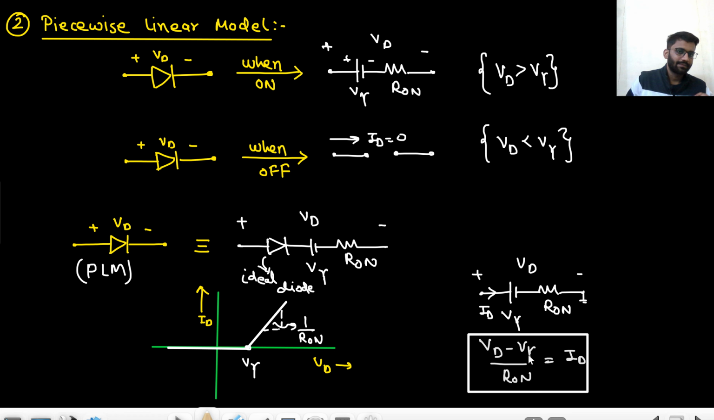Here you can confirm. Right, y equals mx plus c. What is y? ID is the y axis and VD is the x axis. So ID is equal to m VD plus c. M is 1 by R1, the slope is 1 by R1. And what is c? C is minus V gamma by R1. That means c is this point. I am referring to y equals mx plus c. So c will be this point. Or just put the values in, and this point will be minus V gamma by R1.